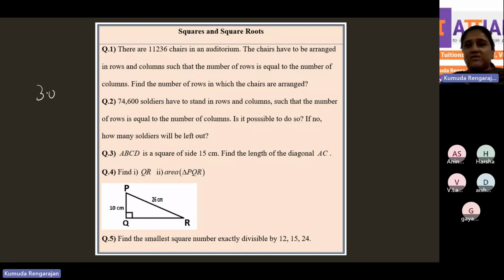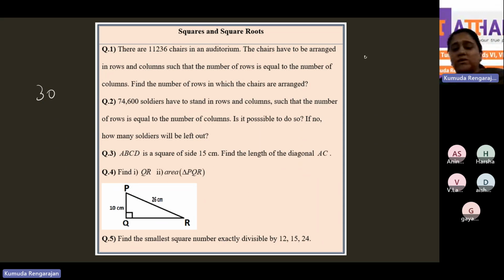Supposing there are 30 chairs. Tell me the maximum number of rows and columns in which they can be arranged and how many will be left out. Ma'am, 5 rows and 5 columns. And how many chairs will be left out? 5 chairs will be left out.